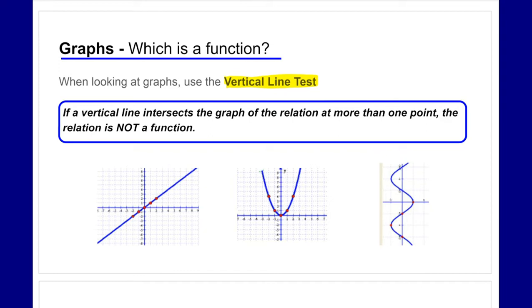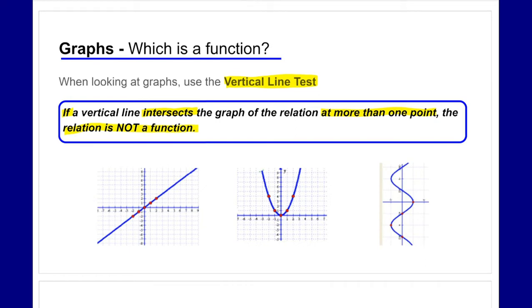if the vertical line intersects the graph of the relation at more than one point, so if that vertical line crosses our graph at more than one point, the relation is not a function. So if it intersects more than one point, the relation is not a function.